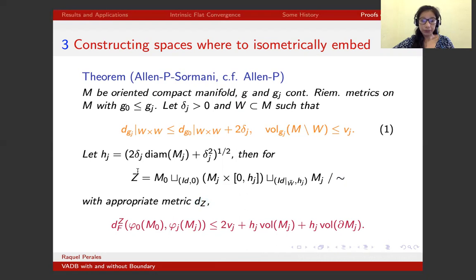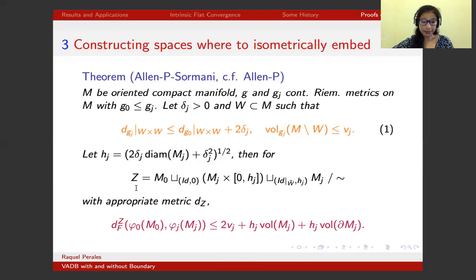If you have 2 points in this space set, you can join them by a curve. And this curve, you can break it into pieces: the piece that is in M0, the piece that is in Mj times the interval, and the piece that is in Mj. Once you break your curve into these pieces, you can take the length of this curve. And then you want to minimize the length of all these curves that join these 2 points in the set.